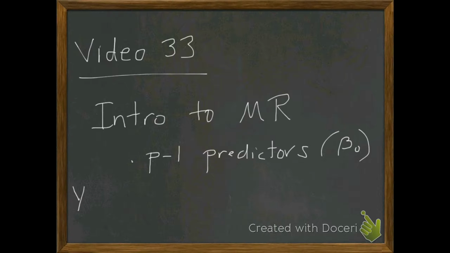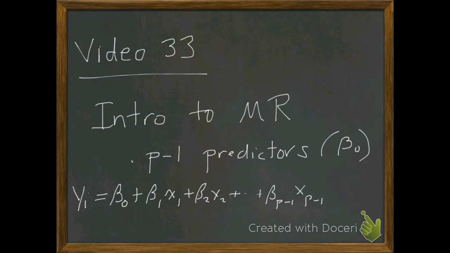Guys, the model we're going to look at is going to be y sub i equals beta 0 plus beta 1 x1 plus beta 2 x2 plus, let's call it beta p minus 1 x p minus 1. And of course, we've got to have the error term. So that's what our model is going to look like.